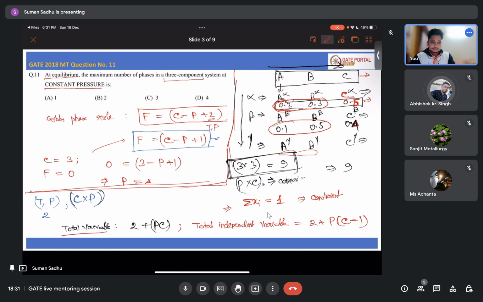Yes, sir. If anyone has any doubt, you can ask at that point only. Otherwise, it will be more confusing at the end. Up to this, everyone okay? Everyone is okay? Sanjit, Achanta? Yes. Okay. So this is the total number of independent variables.